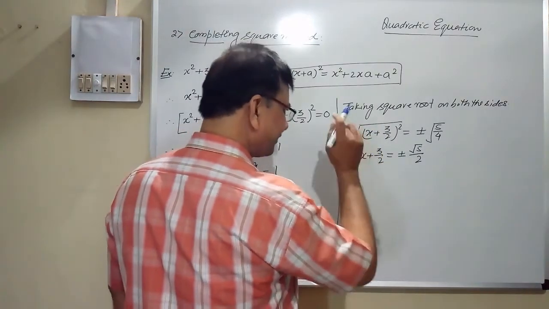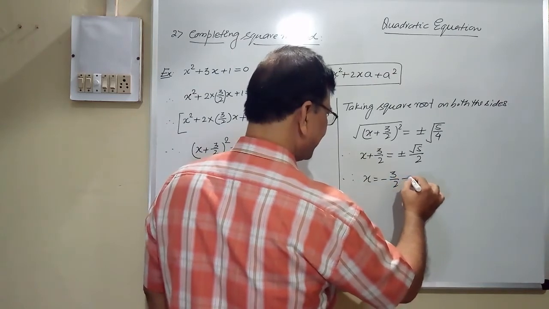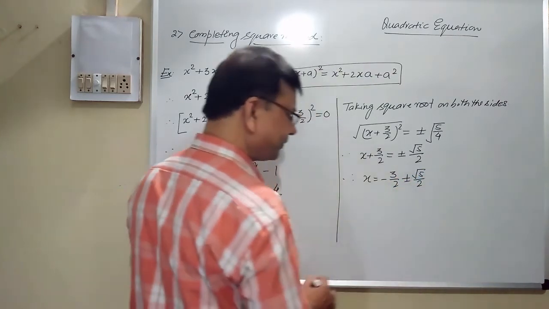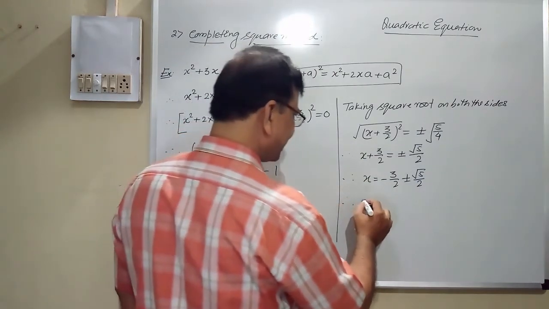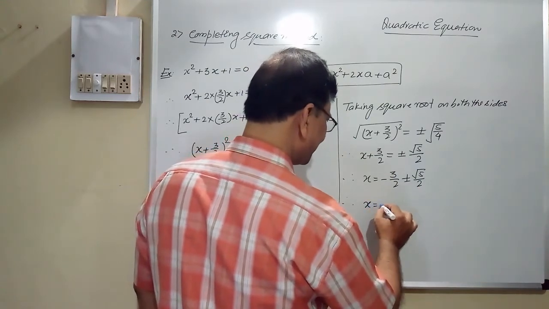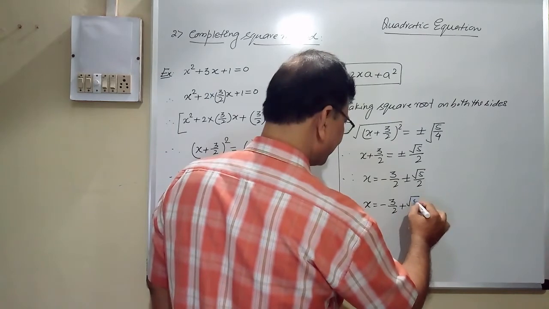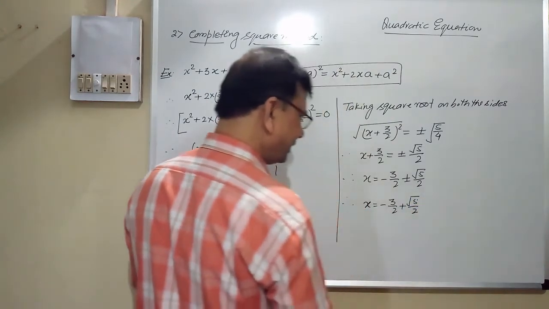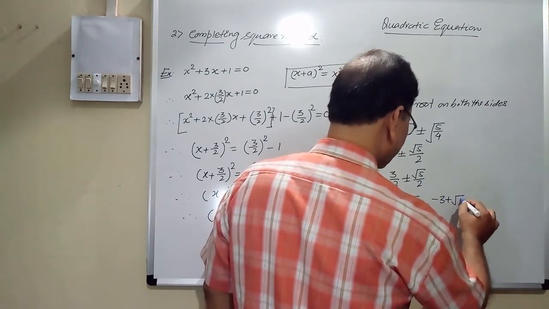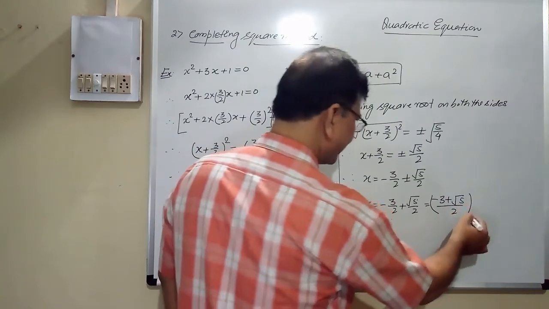Therefore, two values of x. So x is equal to minus 3 by 2 plus minus root 5 by 2. Therefore, two values: one with plus, another with minus. So x is equal to minus 3 by 2 plus root 5 by 2, that is equal to minus 3 plus root 5 by 2. One value you got.